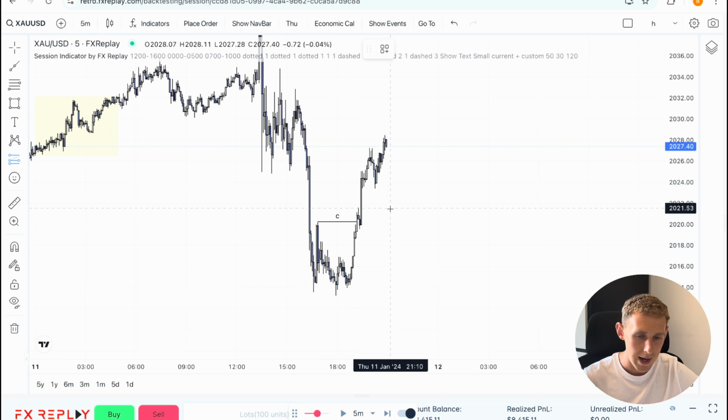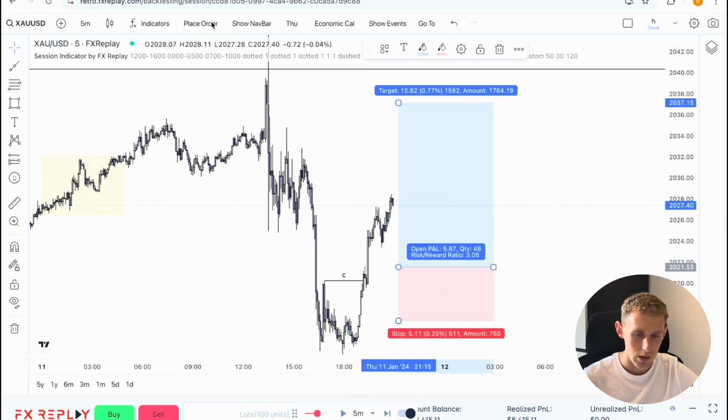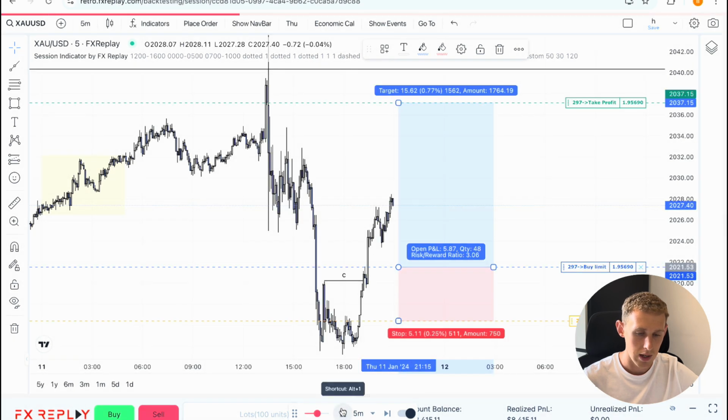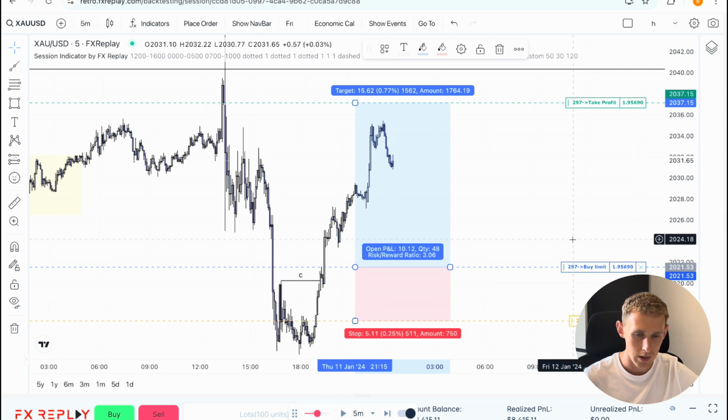Maybe if price can pull back into this demand for us, I'd look to enter again. Let's see, can it pull back? Nope, doesn't look like it.